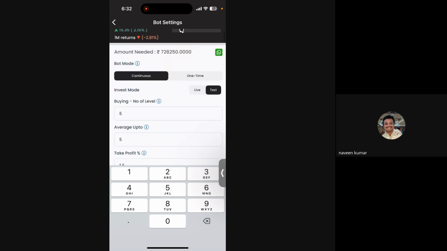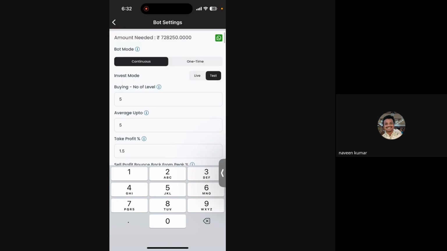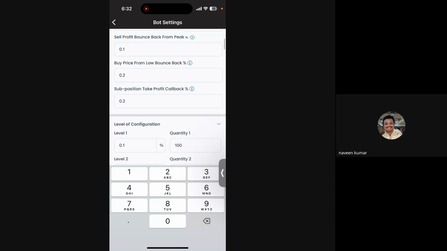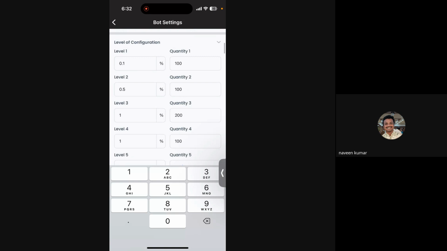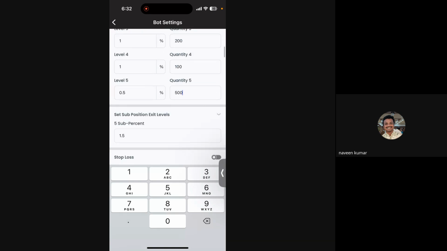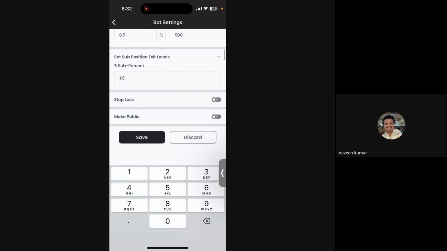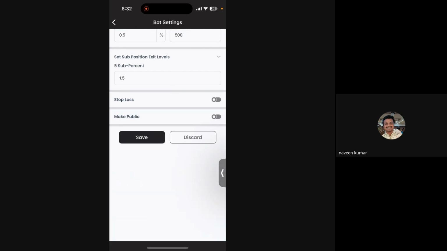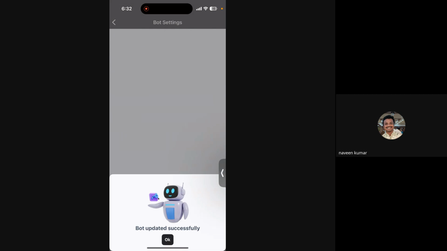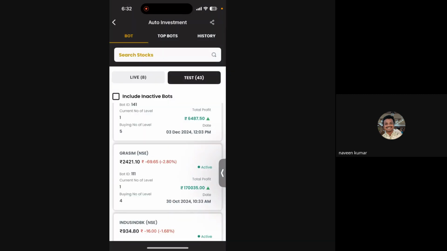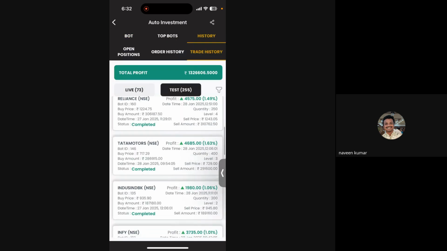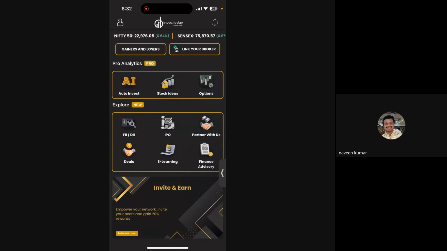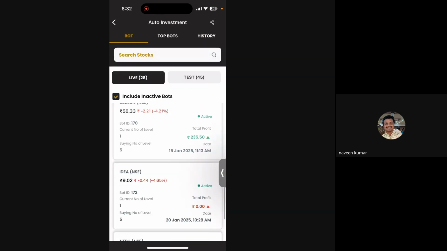And if you want to do any one time, I will show you one time bots as well. I have kept only three or four one time bots. So it's as simple as that, guys. You can just see here and save it. Okay, that's it. So you can see IndusInd Bank. Let's see what's happening in IndusInd Bank, right?